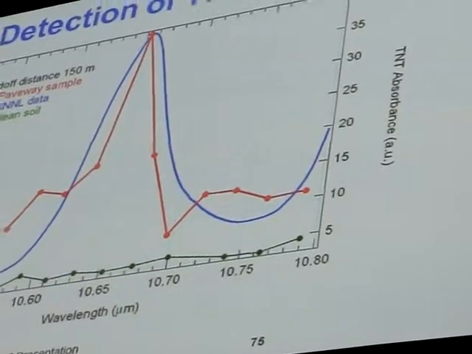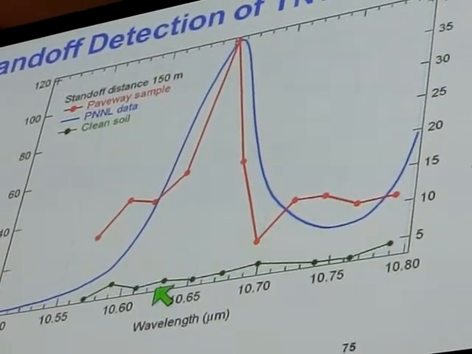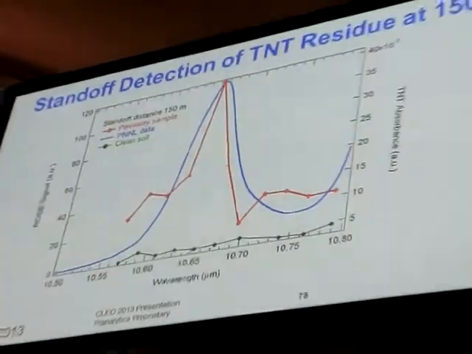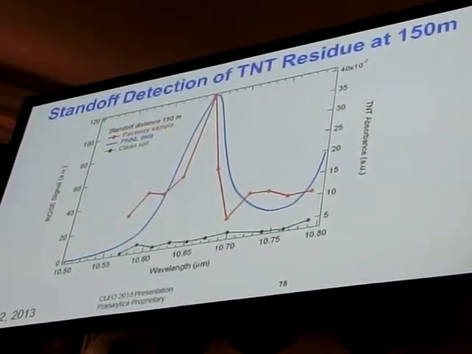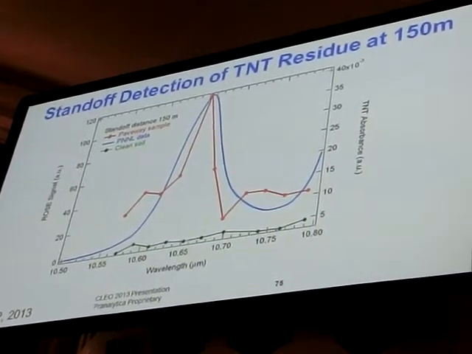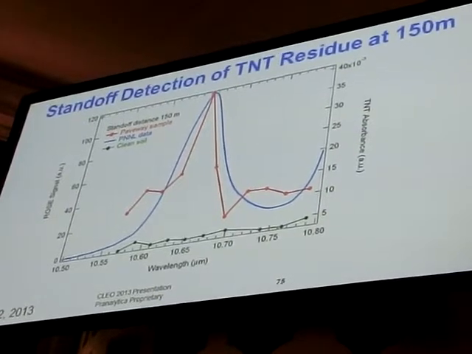More important is to look at the lower curve, which is a similar sample obtained from a local gardening store, which we know hopefully doesn't have any TNT residue. And what you see is a completely flat structure, indicating that what we are measuring is in fact TNT.